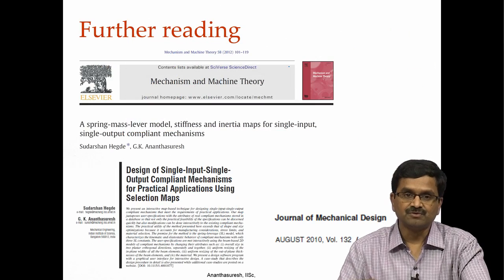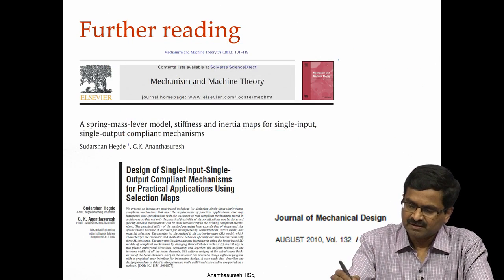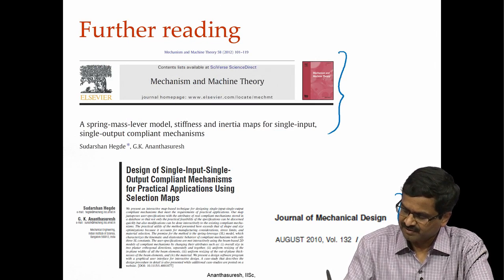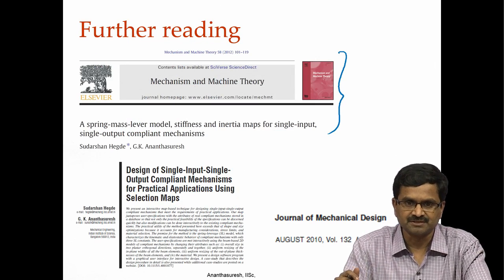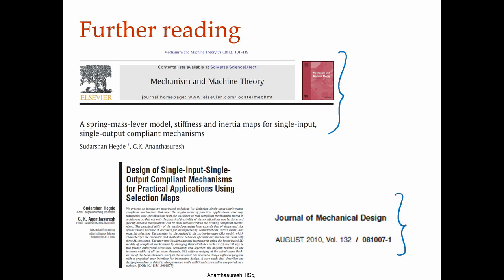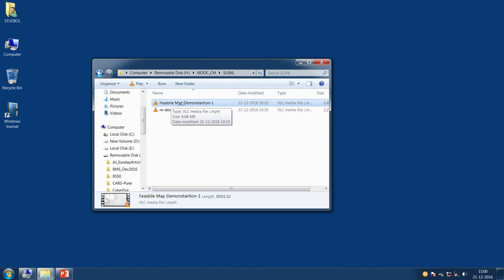So, what we will do now is, these are the two papers that we have repeatedly referred to in this week's lectures. You can read the case studies that are there. We had one lecture on the case studies as well. Now, let us look at the procedure of designing compliant mechanisms using this technique by using a software. So, we will first look at what is implemented in a Java program. I have a recorded movie of that.